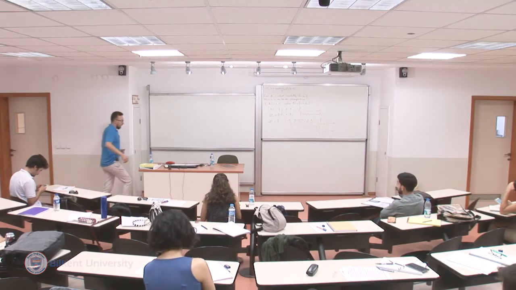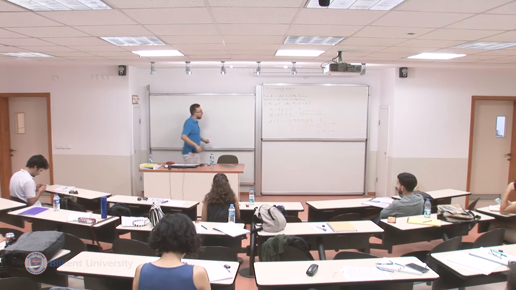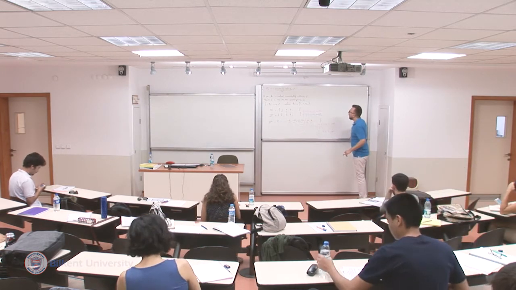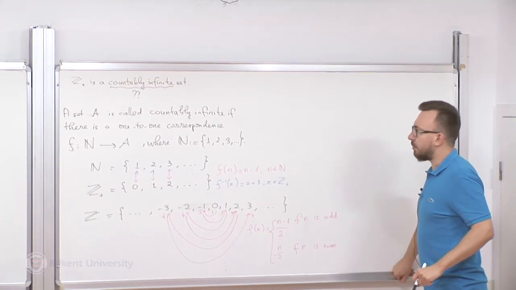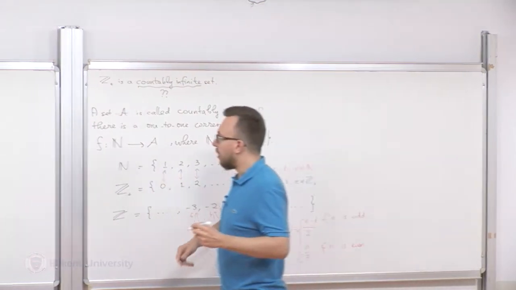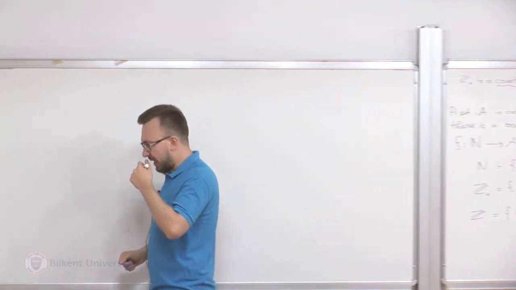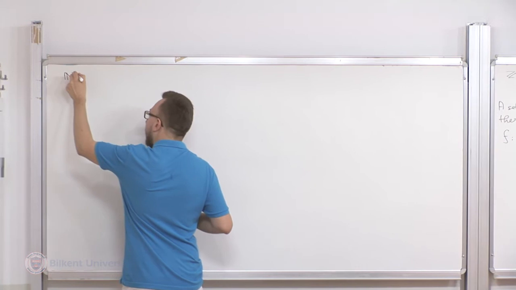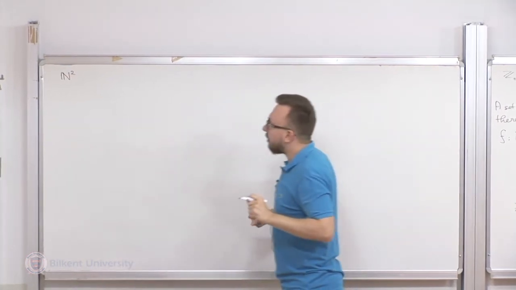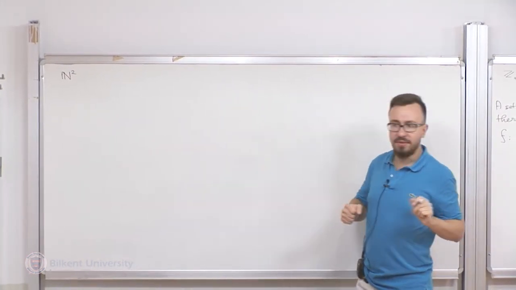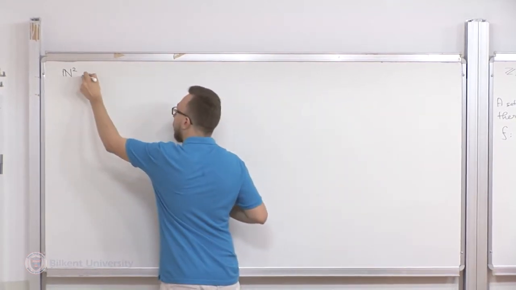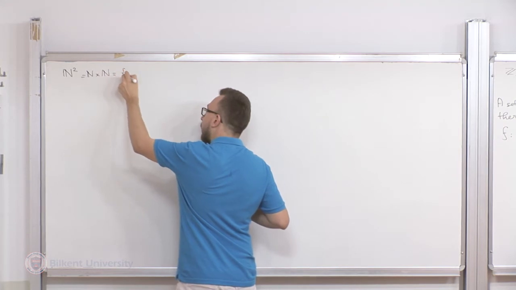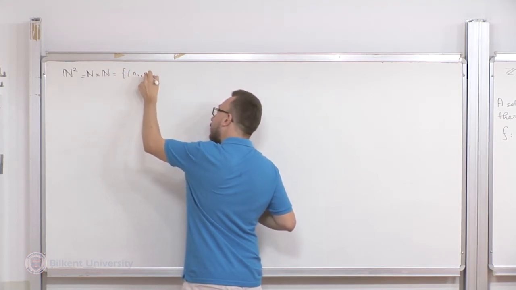Okay, let's continue. So integers are countably infinite. What else is countably infinite? Well, sets like this. You have the Cartesian product of natural numbers with itself. So N cross N, which is the set of pairs of natural numbers, right?